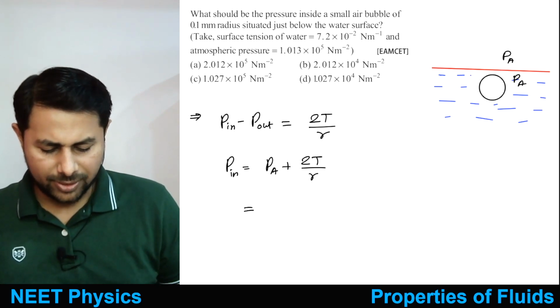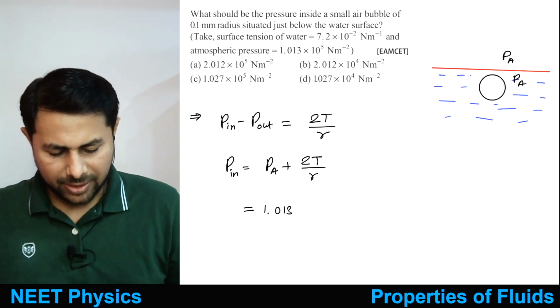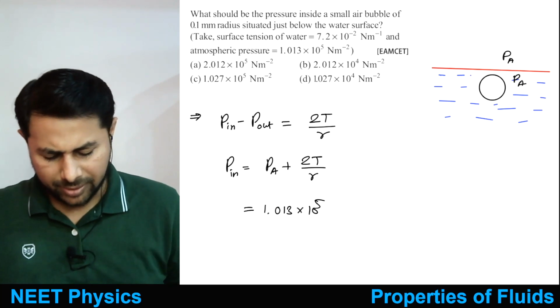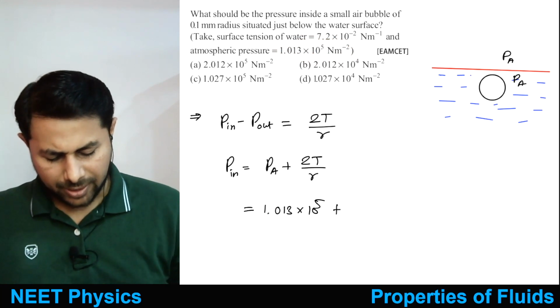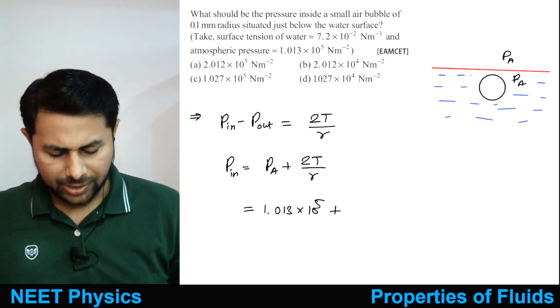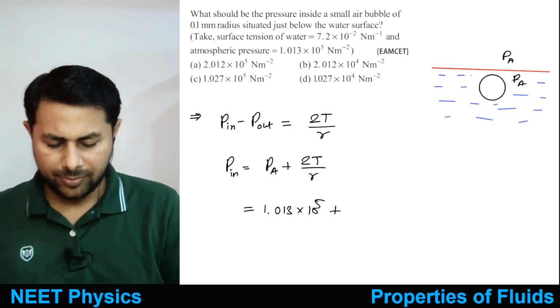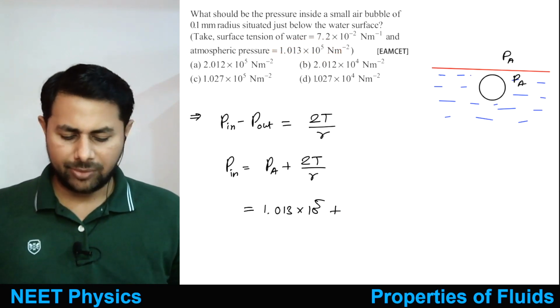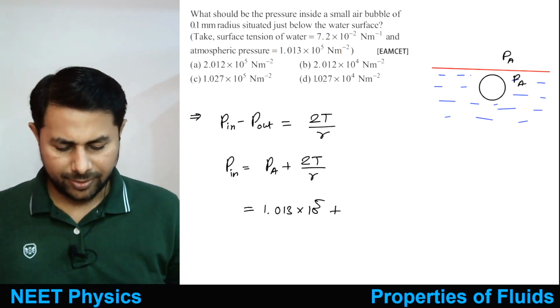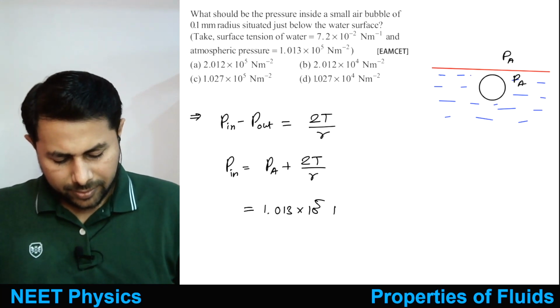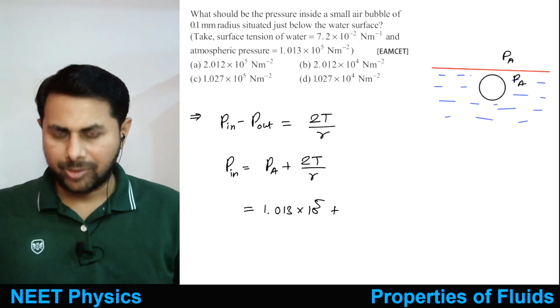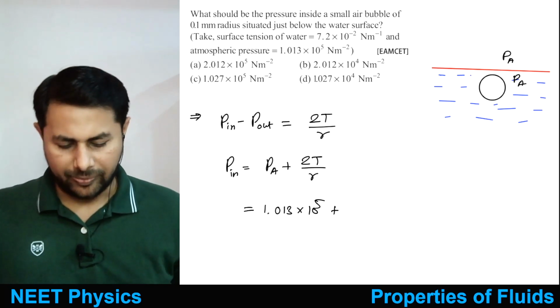Then you put the values. It is 1.013 multiplied by 10 raised to 5. This is given. Roughly we should remember that atmospheric pressure is equal to 1 into 10 raised to 5 if it is not given. So normal atmospheric pressure is 1 into 10 raised to 5.